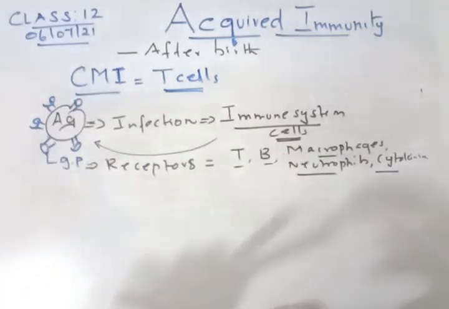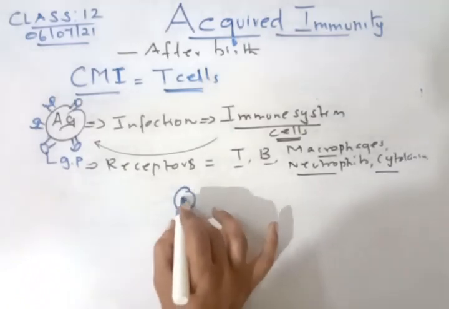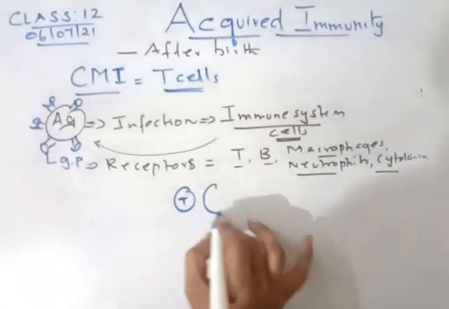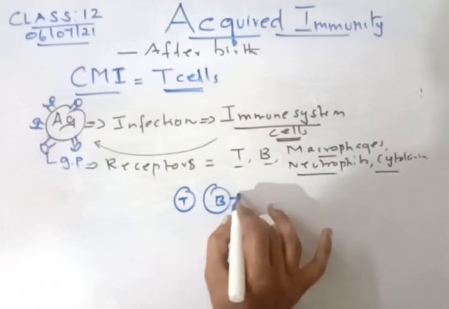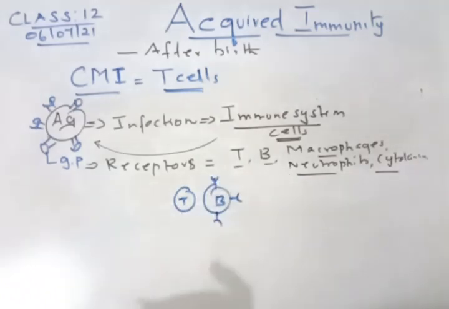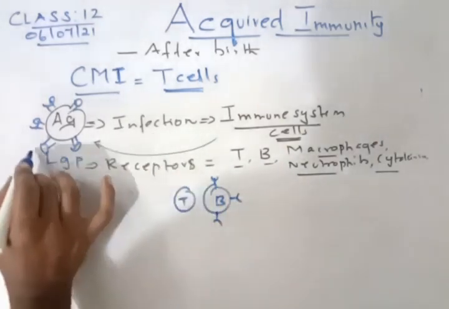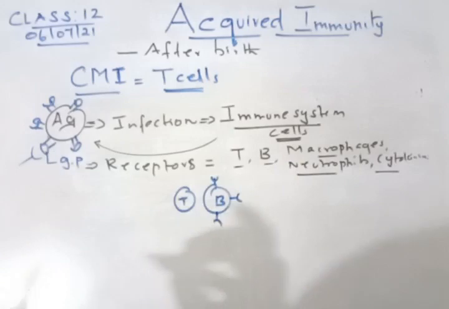So these cells also will have receptors. Suppose this is a T cell and this is a B cell, and these cells also will have receptors like this on the surface. Naturally this will go and bind with this. If this is a B cell, it will go and bind with this like this. So this is called receptors. All these cells will have receptors to receive this antigen in order to destroy it.